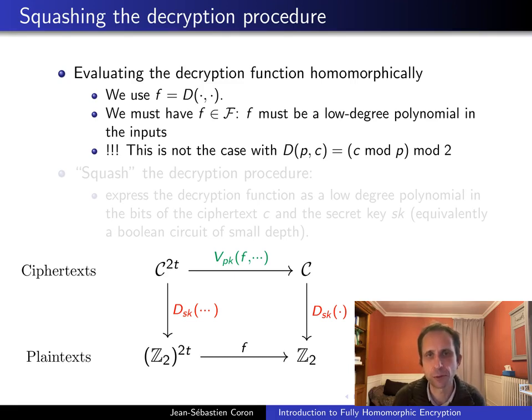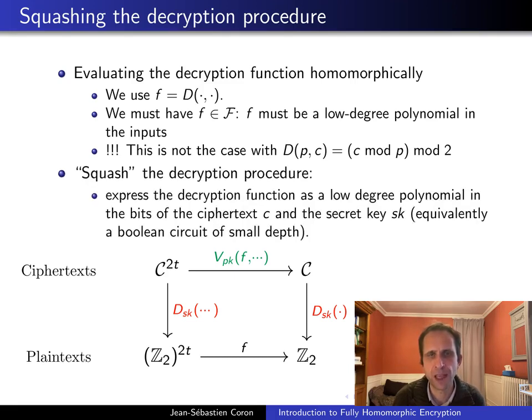So the technique to reduce the depth is to slightly modify the scheme and to modify the decryption procedure. Our goal is to express the decryption function as a low degree polynomial in the bits of the ciphertext and in the bits of the secret key. And I will explain how this is done with the DGHV scheme.